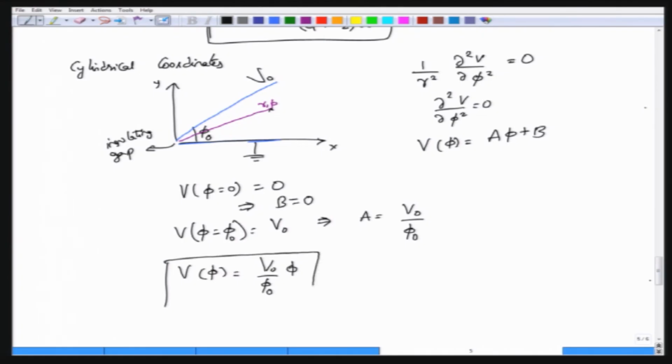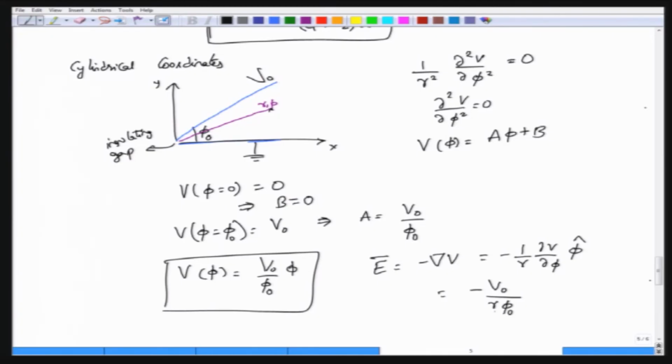There is no direction associated with the potential, of course, this is a scalar. What about the electric field? Yes, the electric field has a certain direction, which is given by minus gradient of V. In cylindrical coordinates, the gradient for a function depending on phi is 1 by r del v by del phi phi hat, and this will be equal to minus V 0 by r into phi 0 times phi hat, since differentiating with respect to phi gives V 0 by phi 0.